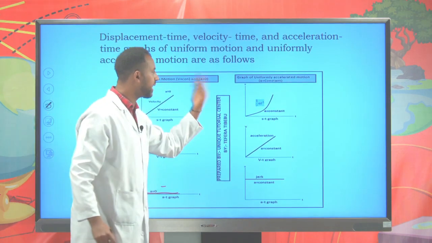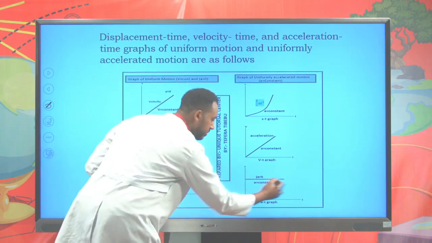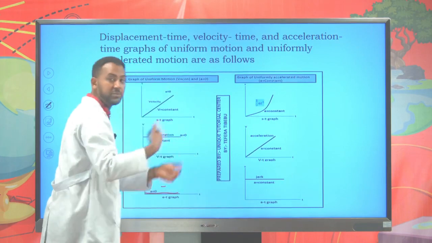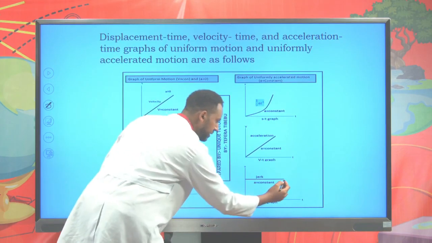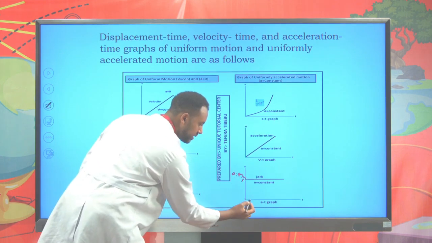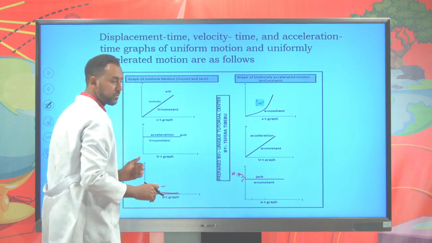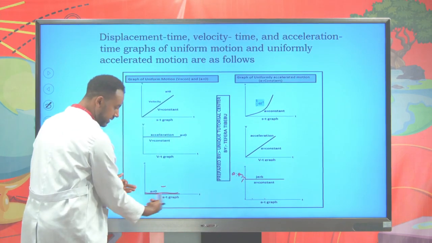But for a uniformly accelerated motion, starting from acceleration, the acceleration remains constant. Despite the change of time t, the acceleration remains constant. Suppose the acceleration is 4 meters per second squared, so at time t0, at time t1, at time t2, at some other time, the acceleration remains constant. Okay? But here, the acceleration is 0.